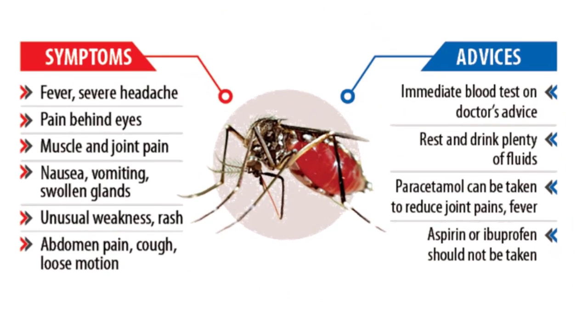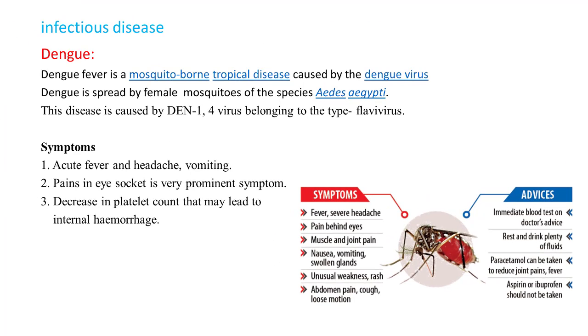The symptoms are acute fever, headache, vomiting, and pain in the eye socket, which is a very prominent symptom of the disease. Then there is a decrease in platelet count, which may lead to internal hemorrhage. Hemorrhage means profuse bleeding inside the body.